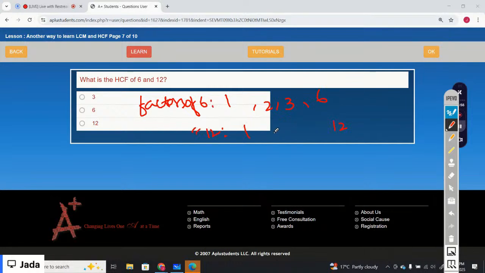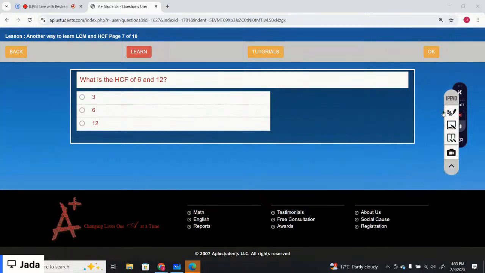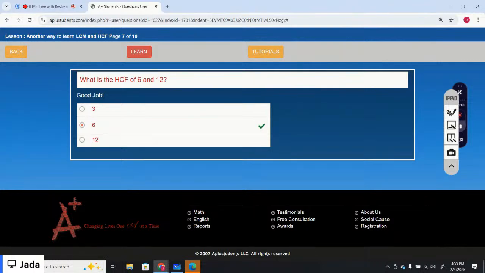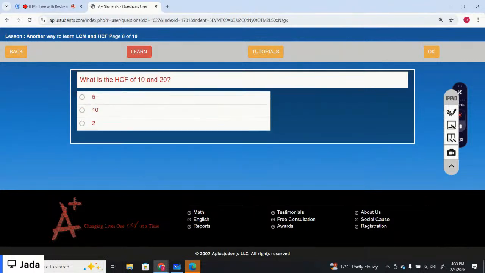Now the factors of 12. 1 times 12 is 12, 2 times 6 is 12, and 3 times 4 is 12. So the highest common factor is 6. The correct option is 6. Option number 2 is the correct option.